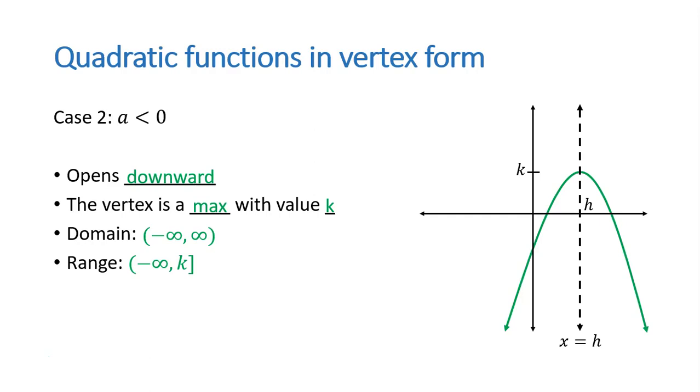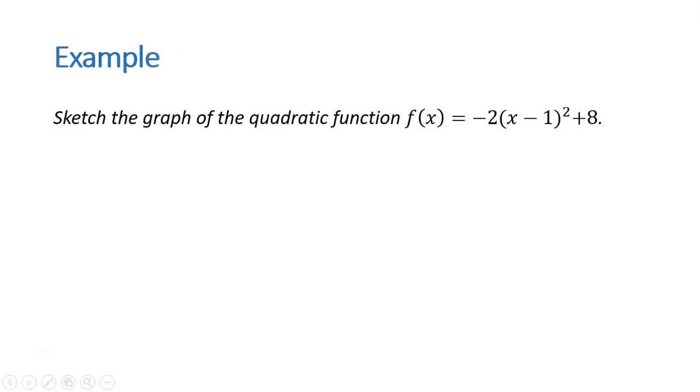So let's take both of these pieces of information, both of these cases, and let's see if we can actually graph some quadratic functions after generating all the important pieces that we need in order to get a graph. So let's try our first example. So we want to sketch the graph of the function f of x is equal to negative 2 times x minus 1 squared quantity plus 8.